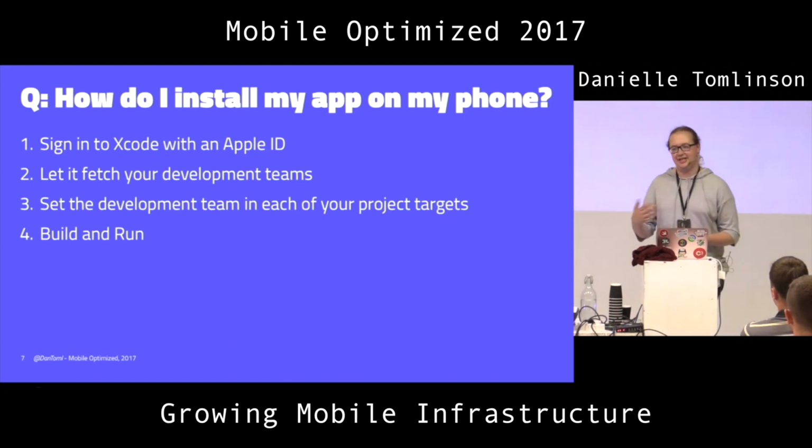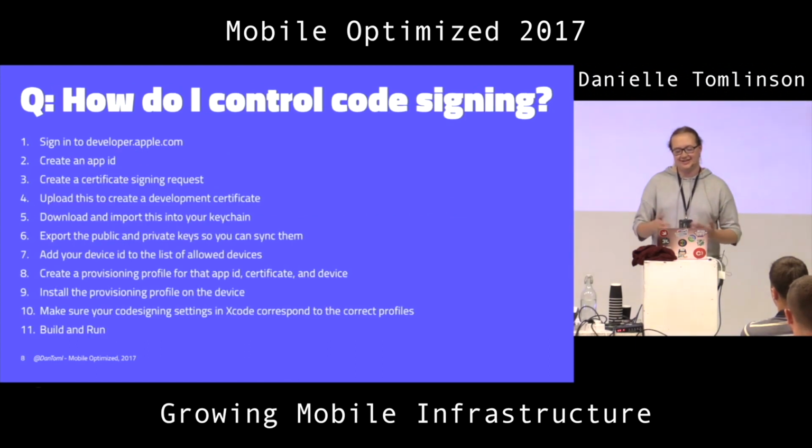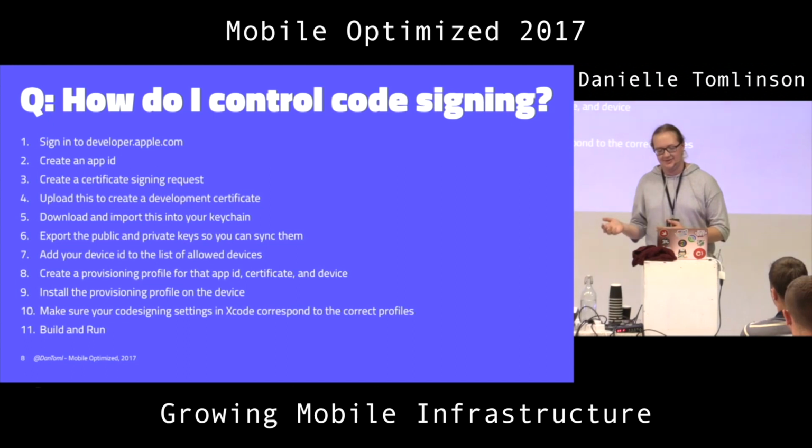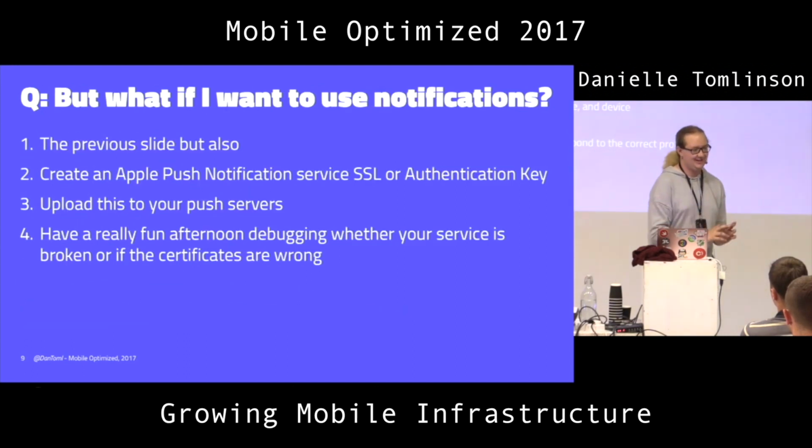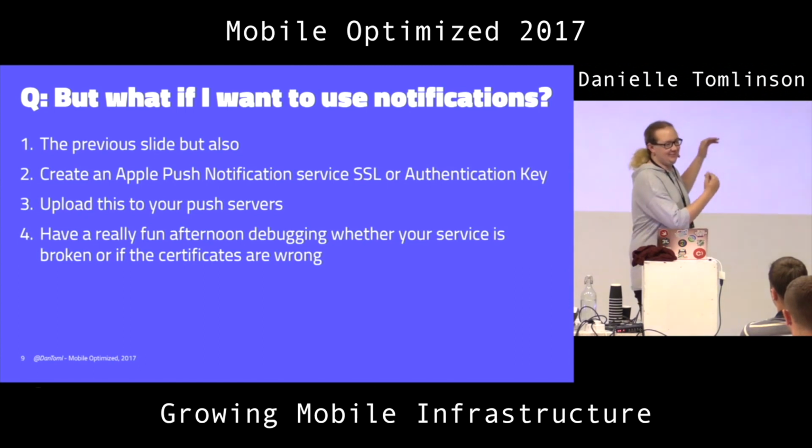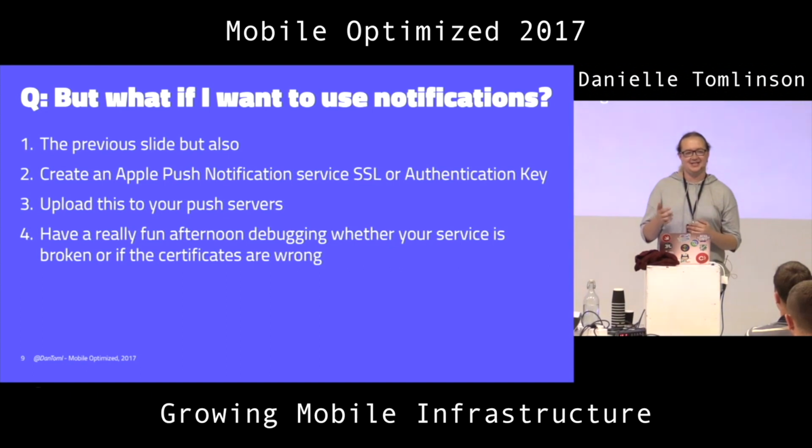But what happens if you work on a team and you want to install an app on your phone and own a bit more control of that? Well, it becomes this. You do a bunch of stuff with apple.com, a lot of clicky UI, generating certificates, installing them into Xcode. Then you build and run, and you hope that everything works. Maybe it does. And then if you want to test notifications, you do everything you did for the previous slide to get the app to run on your phone. But you also create all of these tokens to use from your service.